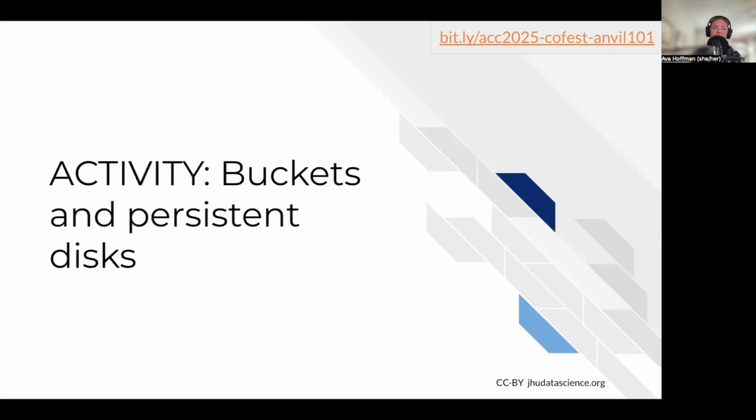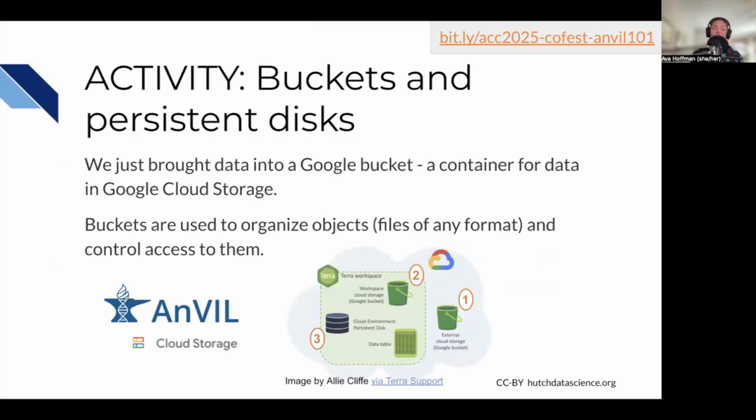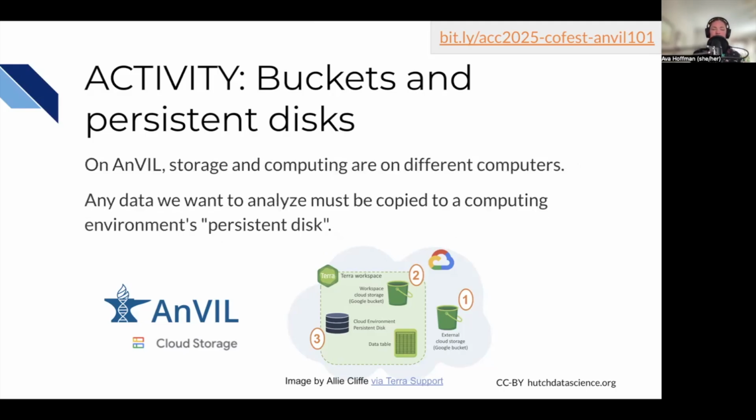Okay, so let's talk a little bit about the difference between buckets and persistent disks. What are these terms? We'll get to this in a moment, but when we are running workflows, we're putting data on our Google bucket. And Google buckets are used to organize files and objects in Google Cloud Storage. A Google bucket is really just a container for data in Google Cloud Storage. And each workspace is going to have a Google bucket associated with it.